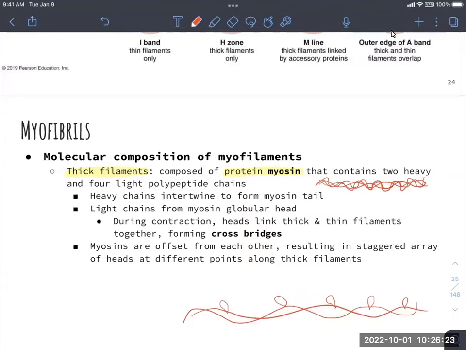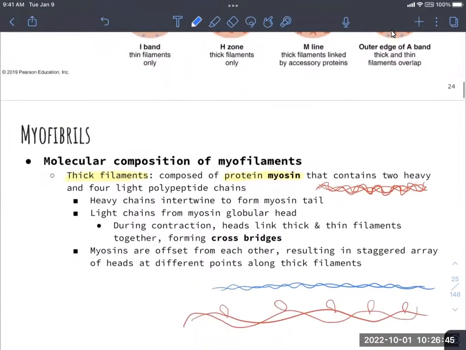So when our muscle goes to contract, these myosin globular heads are going to link to our thin filament, which is going to move the muscle. They're going to form what is called a cross bridge.